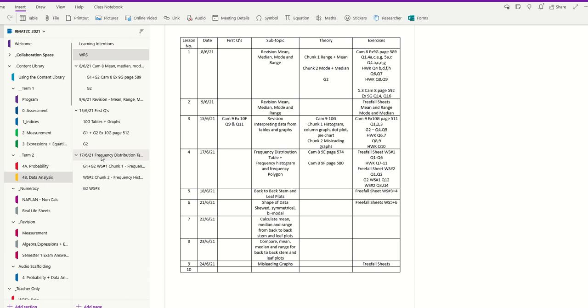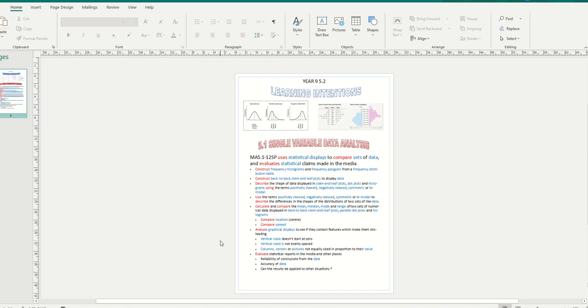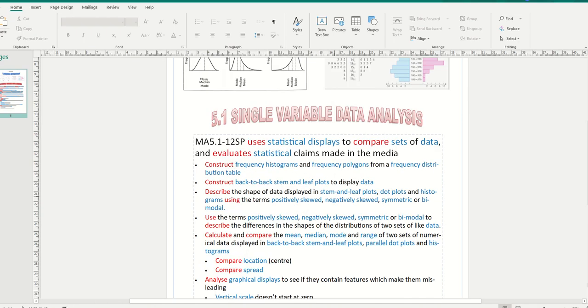So today we're down on frequency distribution tables. So our chunk 1 is going to be on frequency distribution tables, and our chunk 2 is on constructing frequency histograms and polygons. And we'll just go back for a second to our learning intentions. These learning intentions come from the actual syllabus, from NESA. The first dot point that they have in there was to construct frequency histograms and frequency polygons from a frequency distribution table. So what we've looked at in the first 2 lessons is really revision in order to get us in a position where we can start to have a look at these new dot points that are in this particular unit.